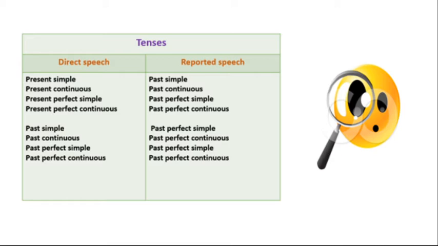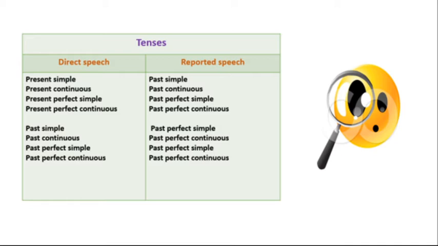It's very simple, and you can notice that we change the present into past, keeping the same form, which means if it's simple, we will keep it simple. So the present simple can never be present continuous or past continuous. We only change the present into past, keeping the same form.